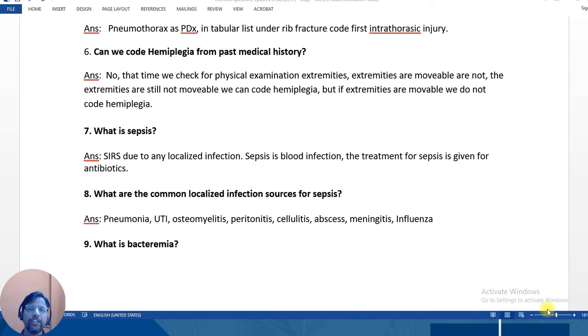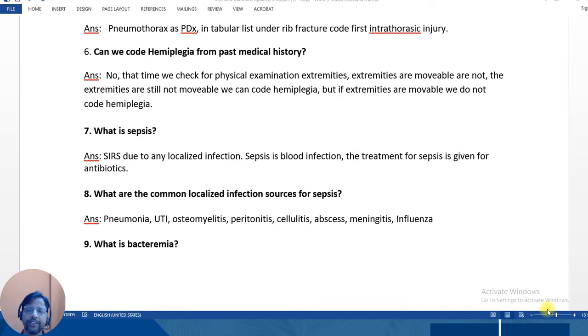Next question. Can we code hemiplegia from past medical history? Answer, no. At that time we check the physical examination of the extremities, whether the extremities are mobile or not. If the extremities are not mobile, we can code hemiplegia. But if the extremities are mobile, we don't code hemiplegia. So basically, in the documentation, if you find hemiplegia, you need to check the physical exam. If the patient is able to move the extremities, you can't code hemiplegia. If the patient is unable to move the extremities, you can code hemiplegia from the past medical history or anywhere in the medical documentation.